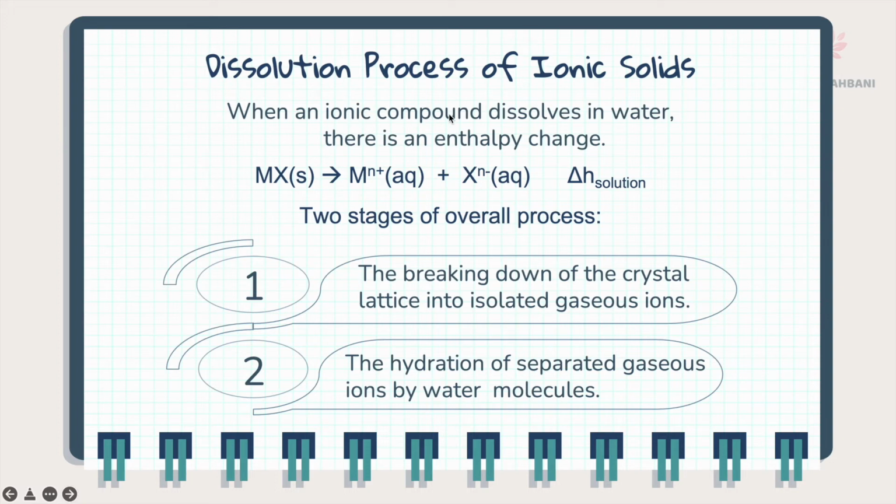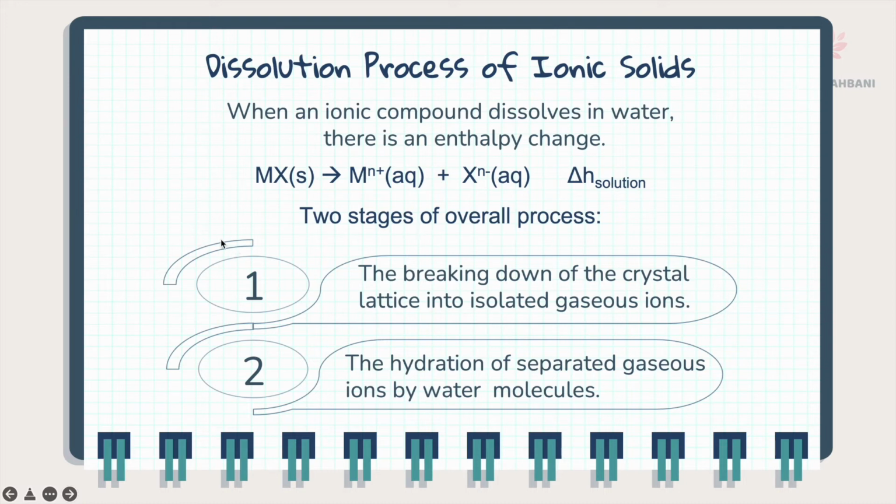When an ionic compound dissolves in water, there is an enthalpy change. So the solid ionic compound MX dissolves in water to produce M n+, where n+ is the ionic charge, in aqueous form because we dissolve it in water, plus X n-, where n- is the ionic charge for X, also in aqueous form. So both ions must be in aqueous form, and we can calculate the delta H solution.